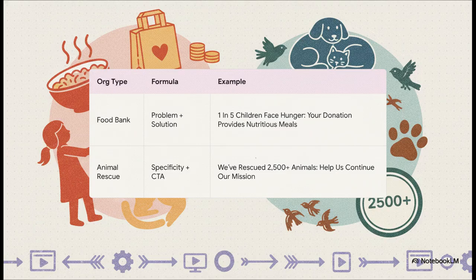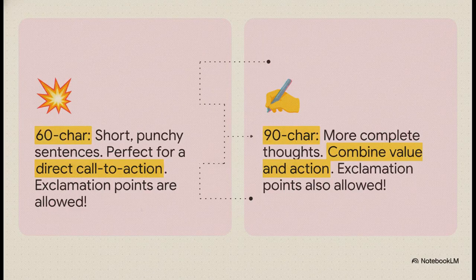Specifics build trust. Finally, we get to the descriptions. The 60-character version is perfect for a quick, direct call to action. But with 90 characters, you can combine your value and your action into a more complete thought. And here's the key detail you've been waiting for. This is where you can finally use exclamation points. Go ahead and add some energy.